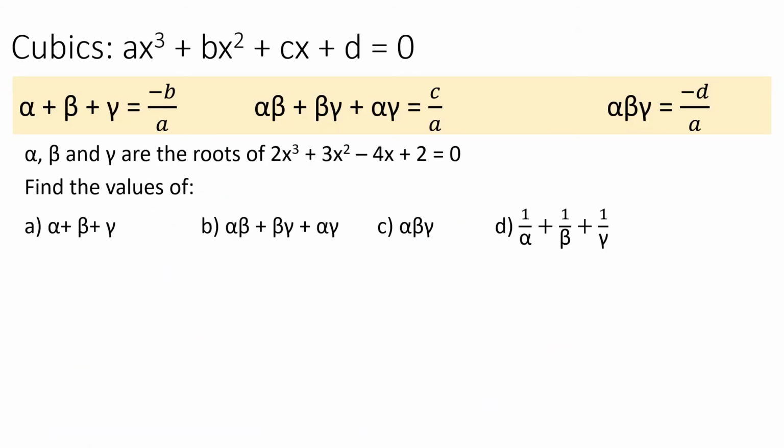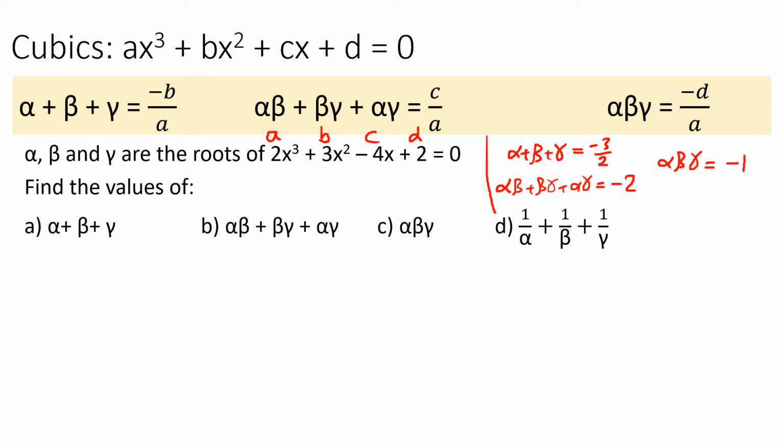So here's the cubic version of the first question we considered. We'll have a is 2, b is 3, c is minus 4, and d is 2. And like I said last time, work out your expressions first. Alpha plus beta plus gamma, and to be honest, we should probably get in the habit of using that sort of terminology, but we'll stick with it for now, is minus b over a. So it's minus 3 over 2. Alpha beta plus beta gamma plus alpha gamma is c over a, so that's equal to minus 2. And alpha beta gamma is equal to minus d over a, which is just minus 1.